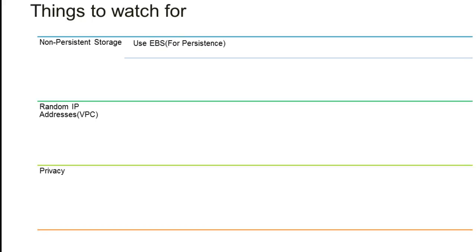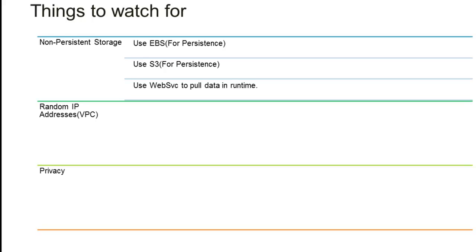If you are looking for a persistent kind of server, then use EBS backed devices, or use the S3 service. S3 is another service by AWS for storing data. Or you can use your own application web service to pull the data at runtime from your non-persistent AMI instance and take care from there. So that is the first thing you should be careful about, the non-persistent behavior when you are working on EC2.